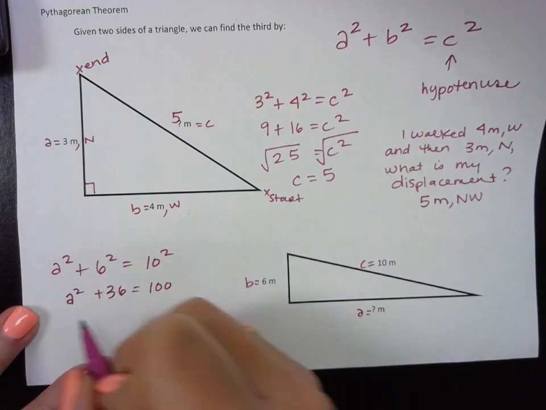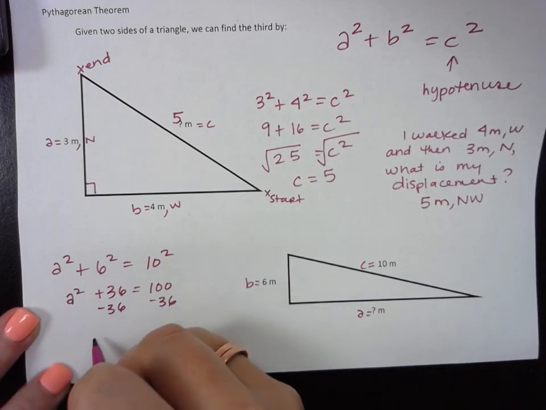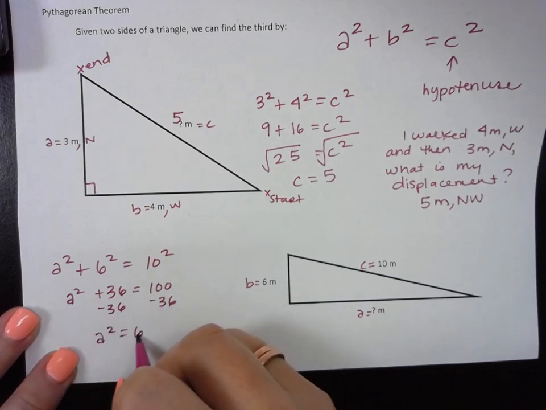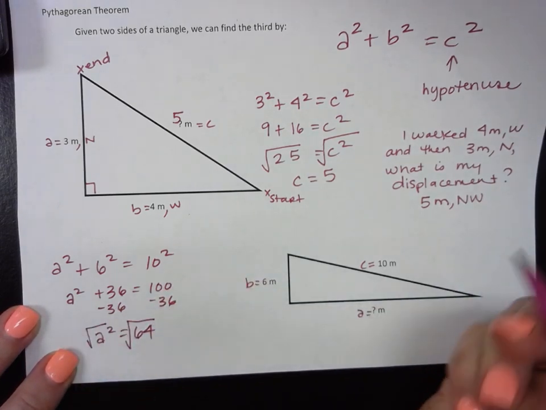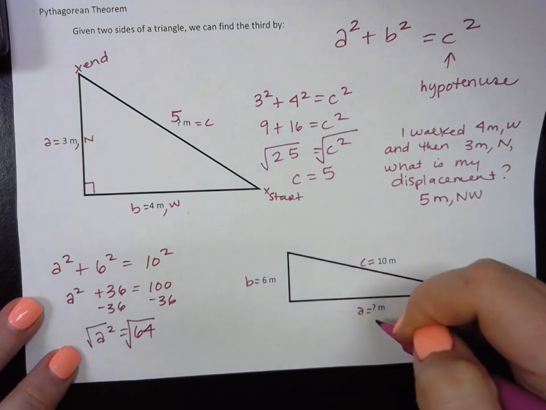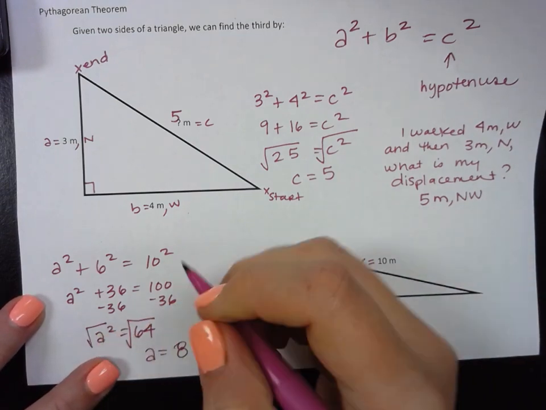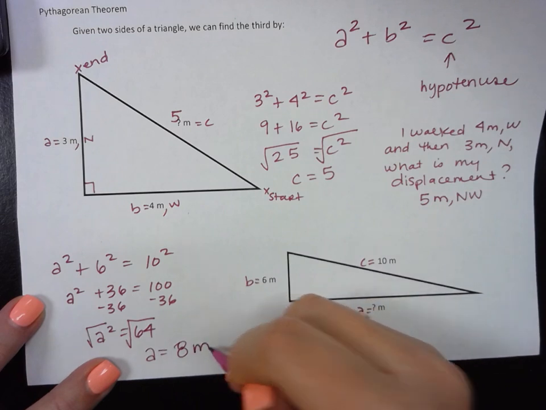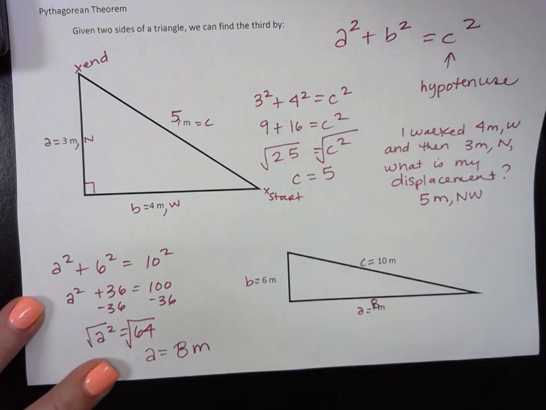Now I've got to move stuff around to get the A by itself. So I'm going to subtract 36 from each side. And A squared equals 64. I take the square root. So side A is going to be 8 meters. Right? In this case, the units that we had are meters. So that's why it's meters. Okay, and that's what we would get.